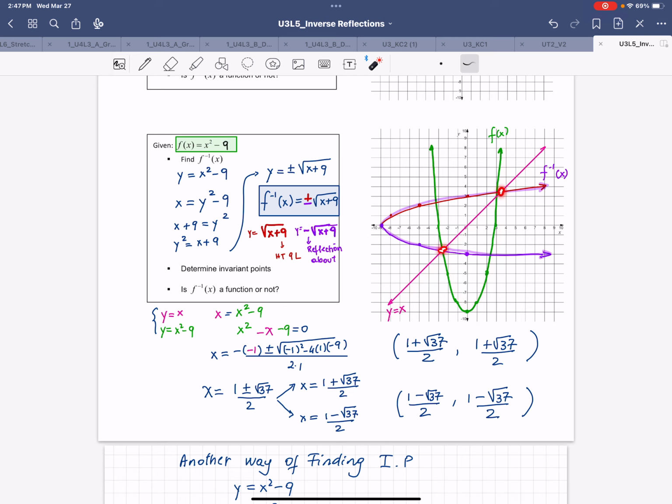Once you have the values of x, then you can state the coordinates of invariant points, which will have the exact same value for x and y. I hope this made sense, and thank you for learning with me.